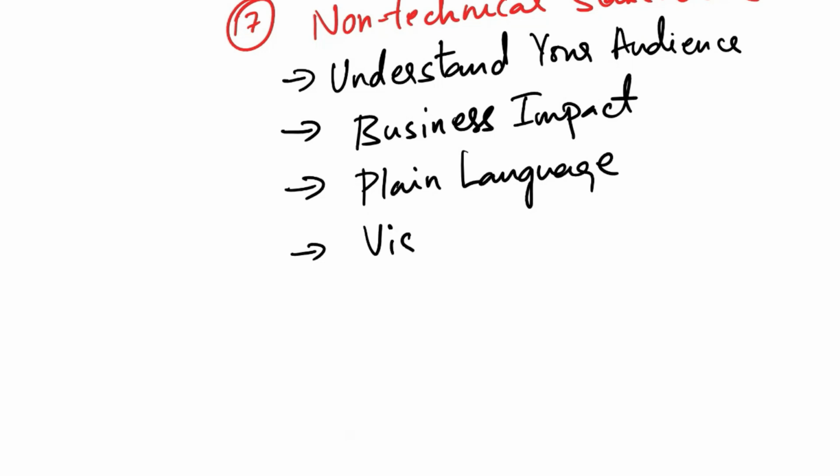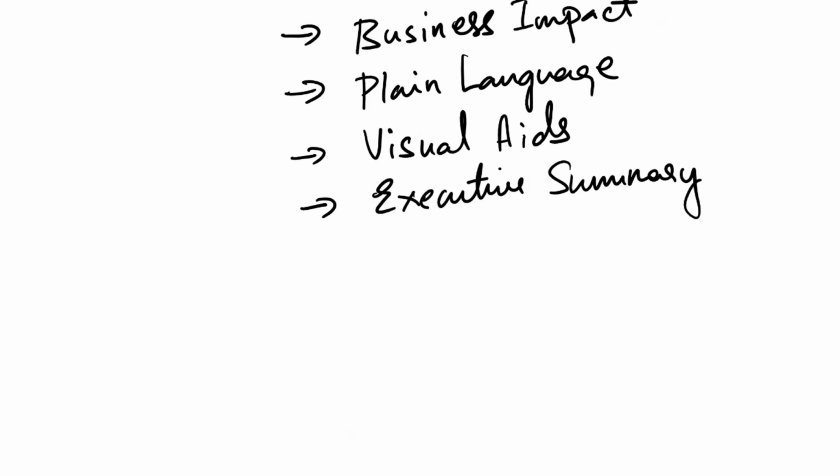Next, visual aids. Utilize visual aids such as charts, graphs, and diagrams to illustrate key points. Visuals can help simplify complex information and make it easier for non technical stakeholders to grasp the essence of your findings. Next, executive summary. Provide an executive summary at the beginning of your report. This should briefly outline key findings, risks, and recommended actions. Senior management often prefers to start with a high level overview.